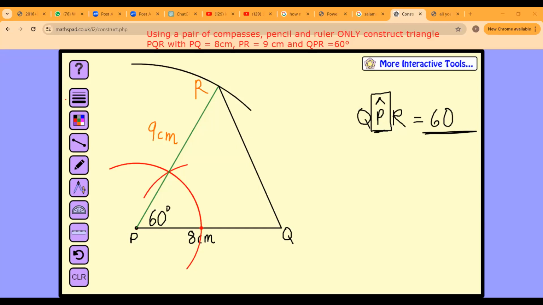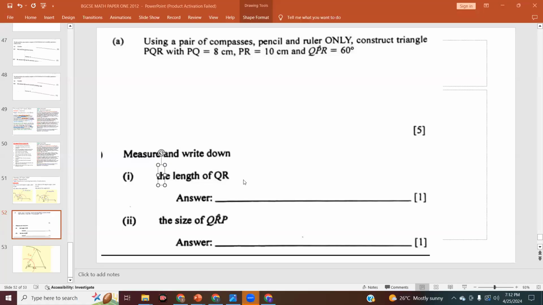So let's go back to our diagram, and we need to measure the length. Oh, y'all can't see the screen. I'm sorry. Let me share my entire screen so this can be a smooth transition. So if you look here, they said measure and write down the length of QR.